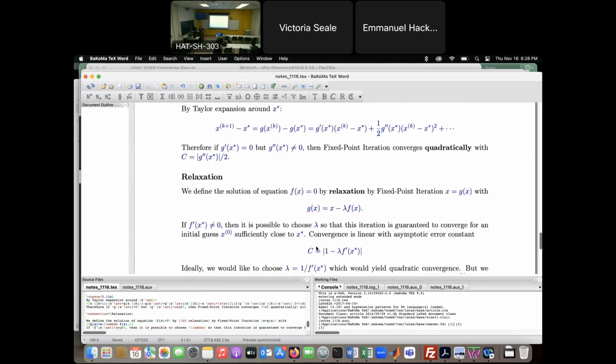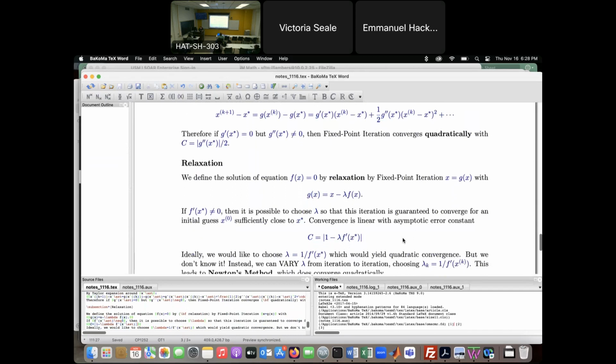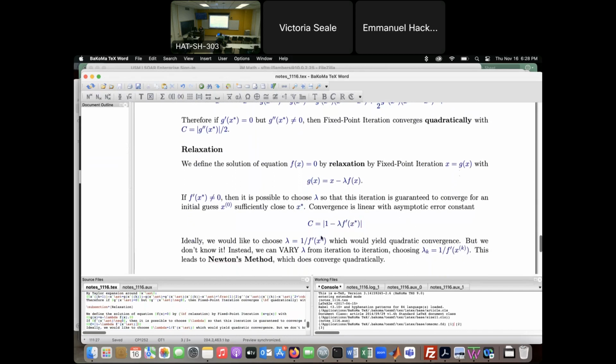And it can be proven that the convergence is linear, and this is the asymptotic error constant, 1 minus lambda f prime at the fixed point. So what that would mean is, if I could choose lambda equal to 1 over f prime, I have quadratic convergence. Now, of course, we don't know this constant, so we can't just go ahead and do that.